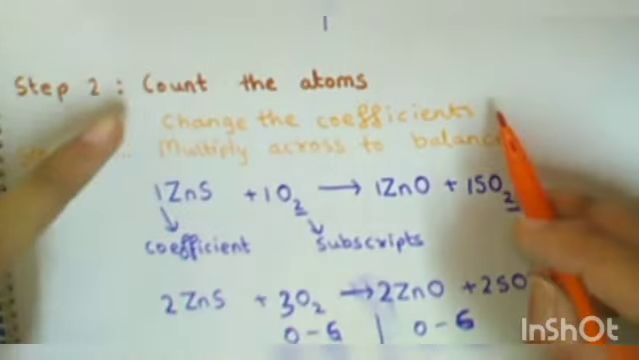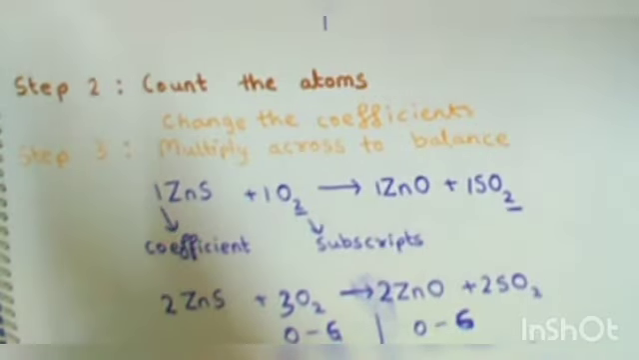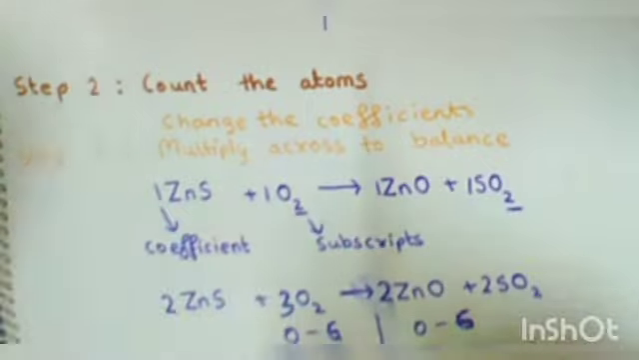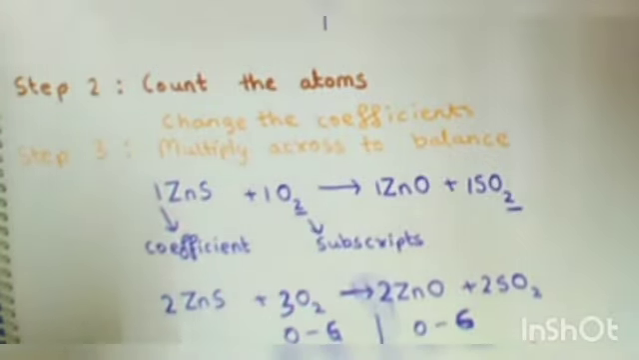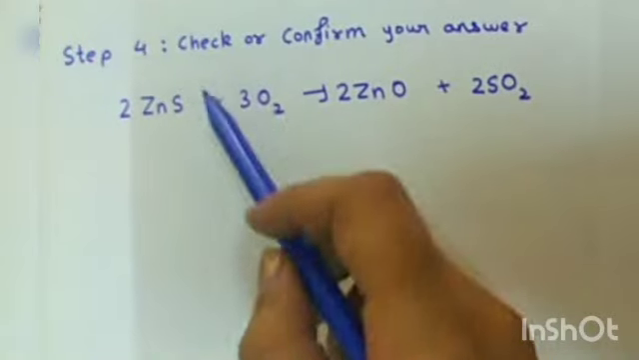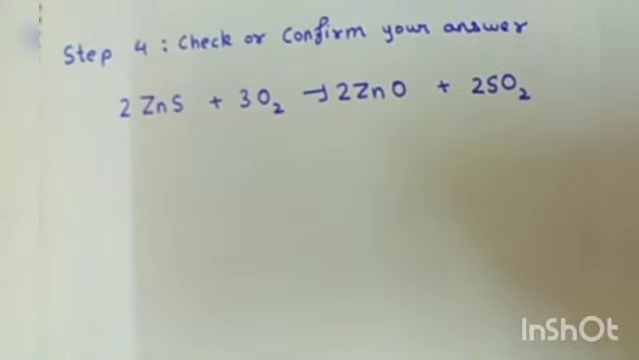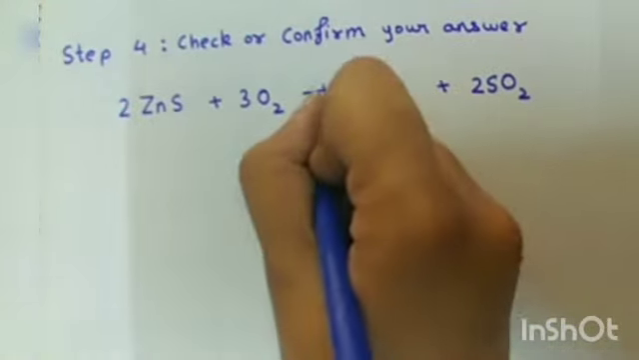You can either write this or you can take this as the name of the step 3. It is your choice because both names suit. Okay, now what is the step 4? It is the last step. Let's see that. So the step 4 says check or confirm your answer. So we have balanced this reaction, but always confirm it. Okay, so how to confirm?